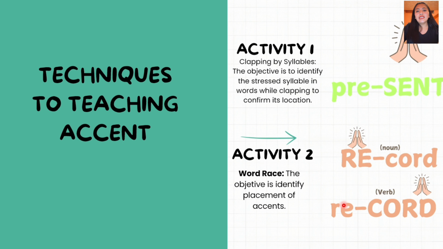Techniques for teaching word stress. Finally, to work on word stress, we have two activities. Activity 1, syllable clapping. While clapping, they identify the stressed syllable in words such as present. In activity 2, word race, students underline the stressed syllables in the words quickly and competitively. For example, record and record.